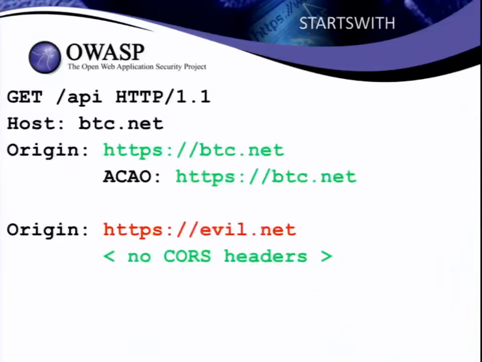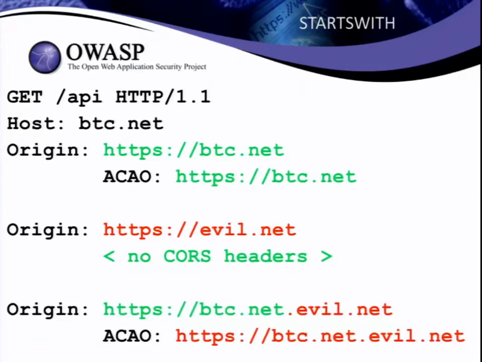Okay, what else goes wrong? Well, I found a completely different, unrelated Bitcoin exchange, and they do some basic steps to decide what origins are trustworthy. Once again, I can't name them, but let's say they're called btc.net. They validate that the origin starts with btc.net. So if you approach them from evil.net, they won't send any CORS headers back to you. But of course, you can come from btc.net.evil.net, and they go, yeah, that sounds trustworthy. Great.